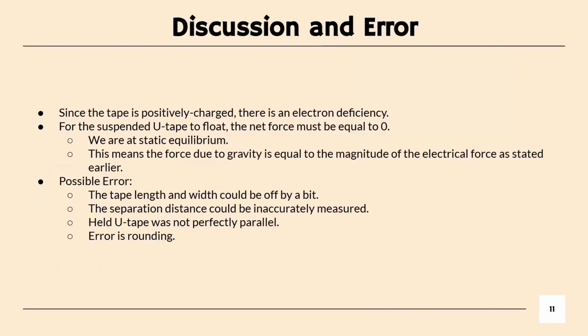So as far as the discussion goes, since the tape is positively charged, there is an electron deficit. For the suspended U-tape to float, the net force must be equal to 0 because we're at static equilibrium. This means that the force due to gravity will be equal to the magnitude of the electrical force, as stated earlier. Some error for this is that the tape length and width might not be totally right. The separation distance may not also be entirely correct. Another issue was I had a hard time holding the U-tape perfectly parallel. I kind of tended to tilt it, and there were probably also errors in rounding.